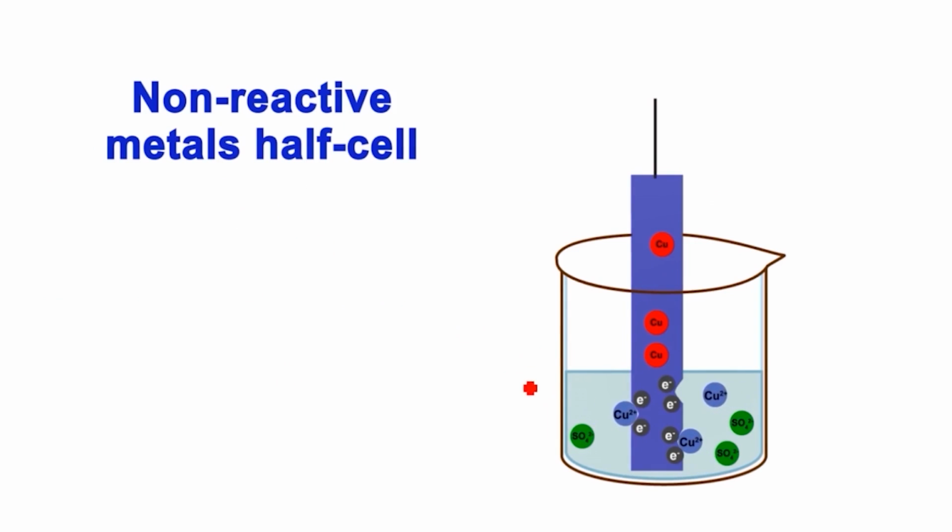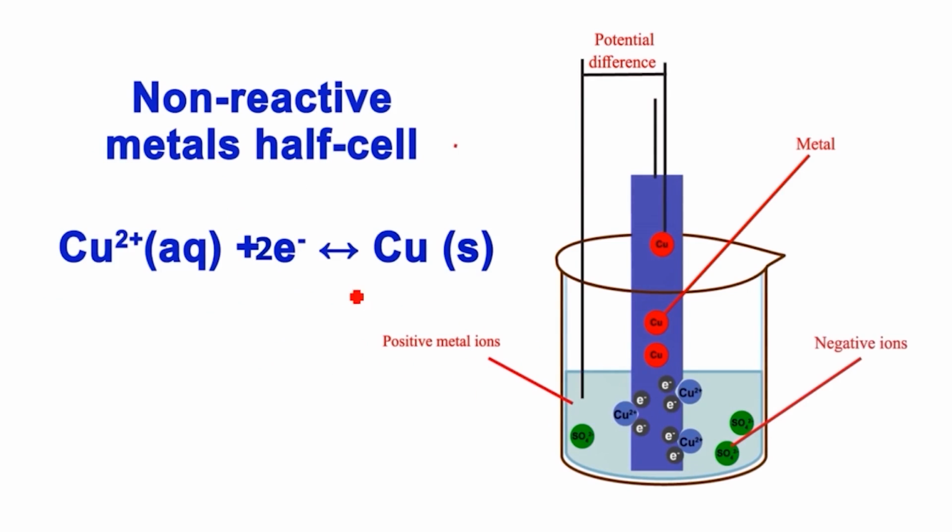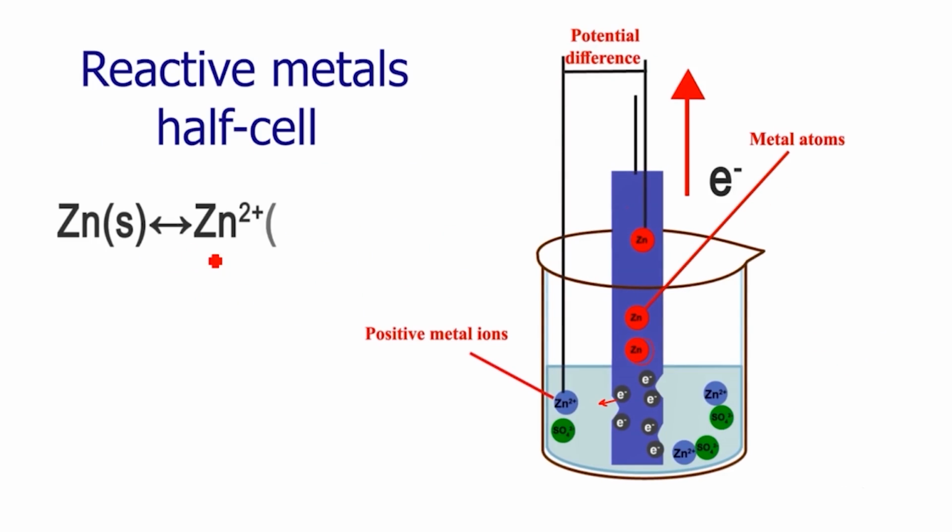In non-reactive metals, the equilibrium lies further over to the right. For example, copper ions gain electrons easily and readily reduce to copper metal. On the other hand, for reactive metals, the equilibrium lies to the left. For example, zinc metal loses 2 electrons easily and oxidizes to zinc ions.